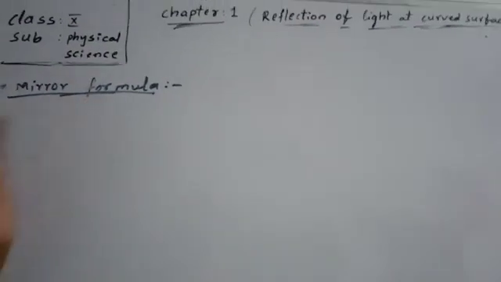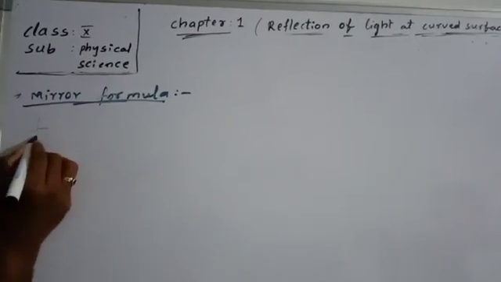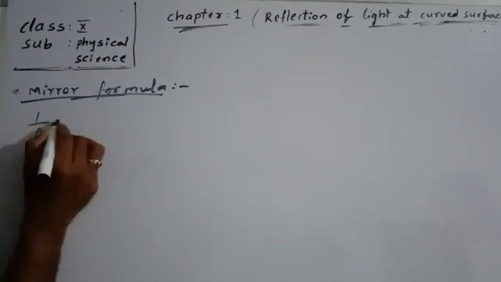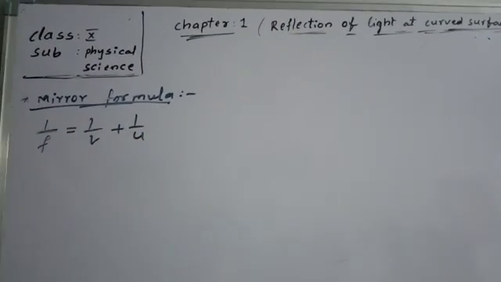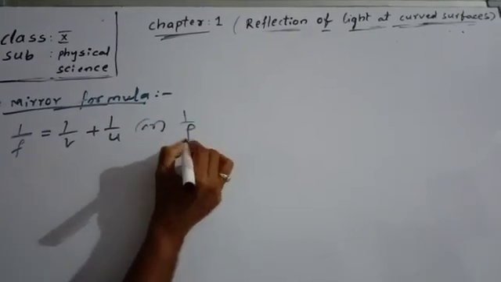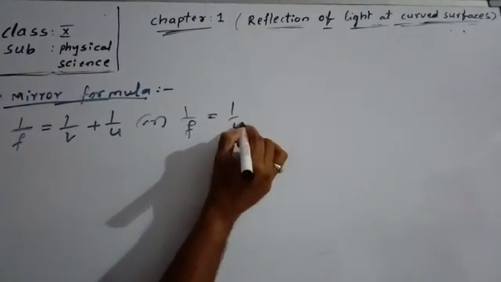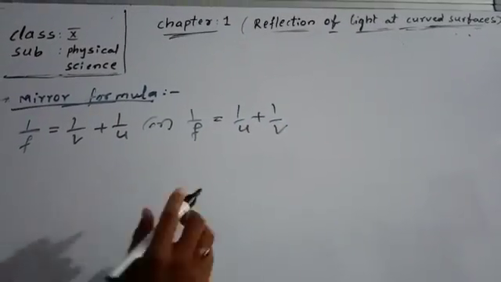Coming to the mirror formula. What is the mirror formula? 1/f = 1/v + 1/u, or you can also write 1/f = 1/u + 1/v. If you interchange them, nothing will change.